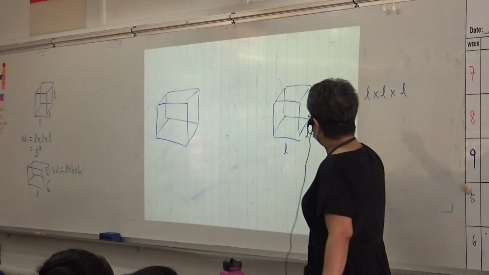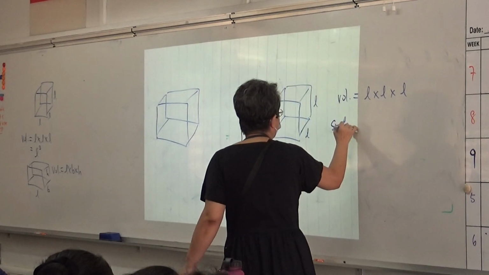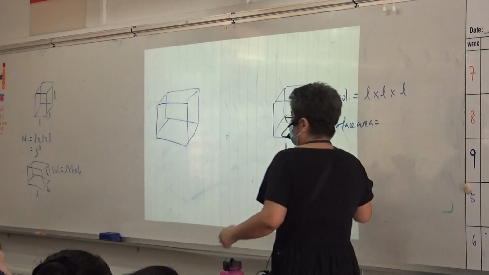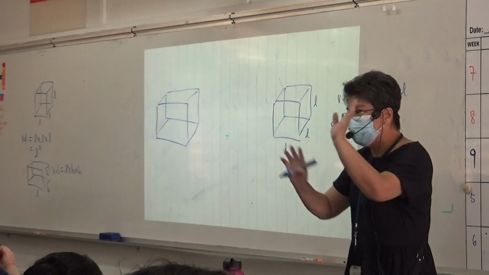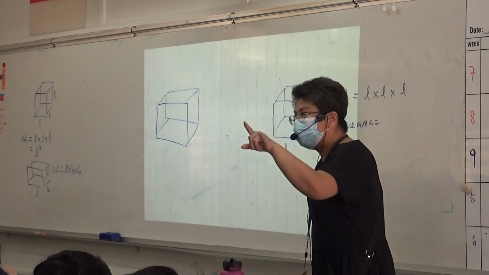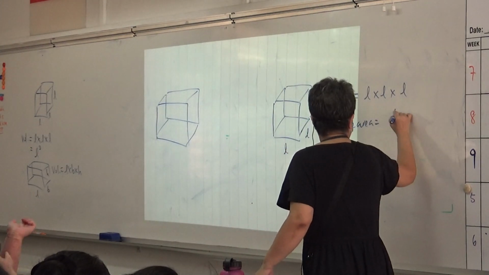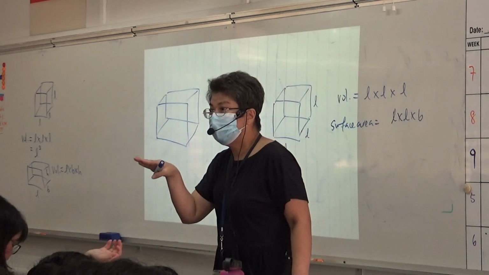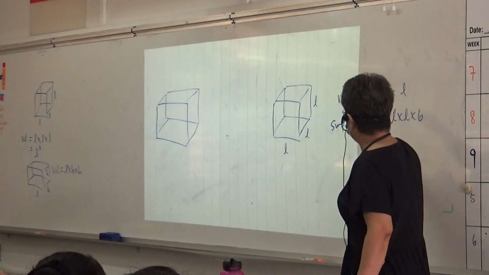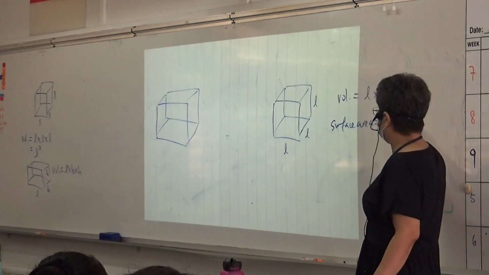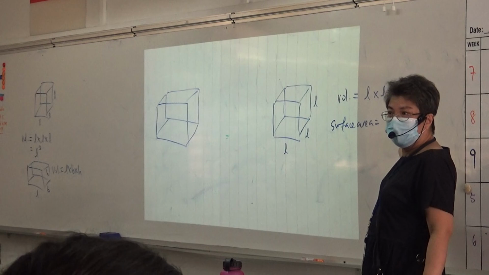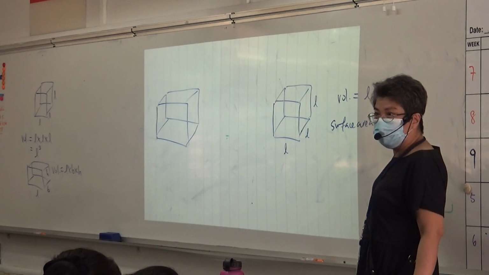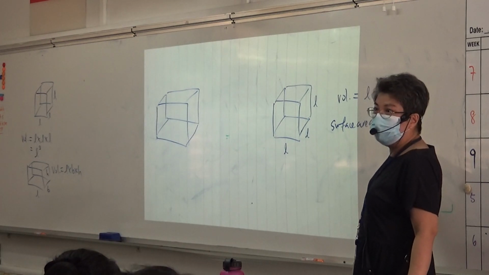What is the surface area of the cube? Surface area means all the faces together. L times what? 6. This is when it's a closed cube, you know. What if this is a fish tank and doesn't have a cover? Then it will be what? 5. So you must read carefully what the question says. Closed and open is different.